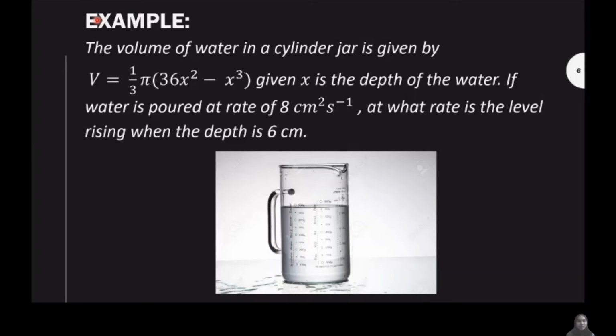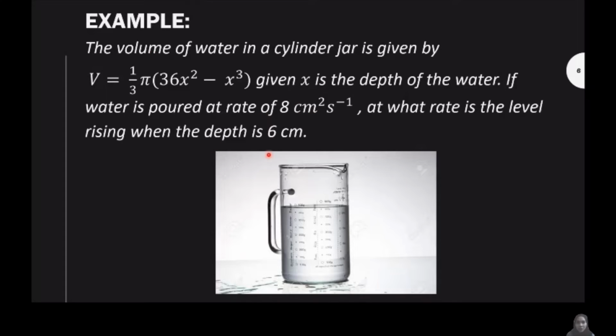So this is the example for the related rates topic. Let's take a look at this example. The volume of water in a cylinder jar is given by V equals 1 over 3 pi times 36x squared minus x cubed. Given x is the depth of the water, if water is poured at a rate of 8 cm squared per second, at what rate is the level rising when the depth is 6 cm?